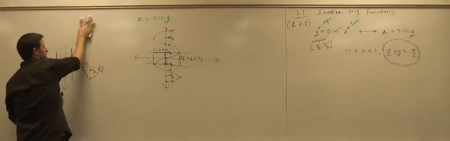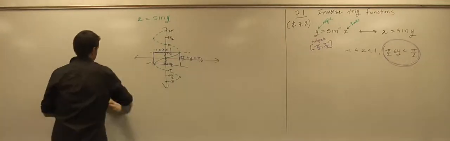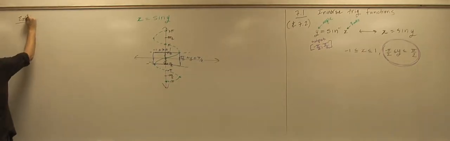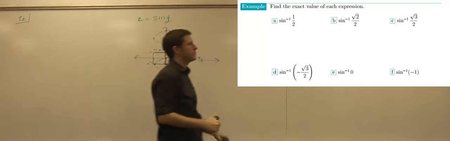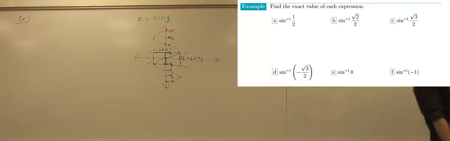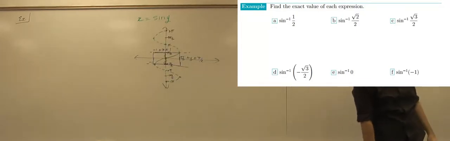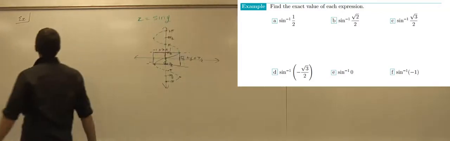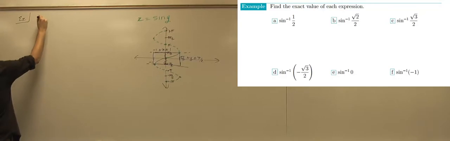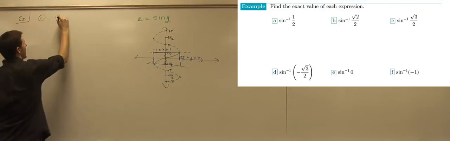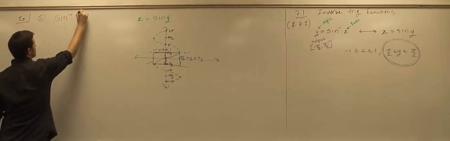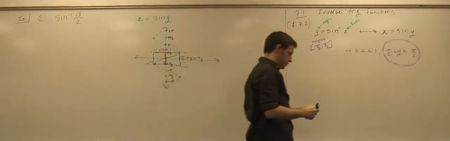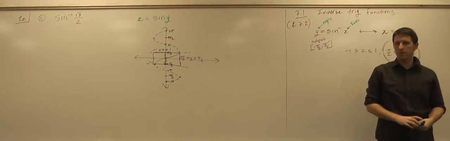So let's do our example. I did A and B last time. I'll start at C, and if you don't remember A and B, you should pick it up once we do C. Part C gives you sine inverse of root 3 over 2, and it wants you to evaluate it. How does this work? What does this mean? What do you do?